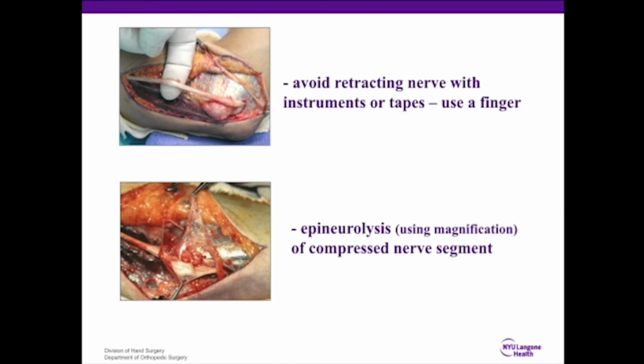I think it's important, since ulnar nerves that are being operated on are quite irritated, that I avoid retracting them with either instruments or tapes. And I think it's much safer that if you have to retract it, use your finger, because you have immediate feedback that you're not putting any tension on the nerve. And where the nerve is compressed, I'll always do an epineurolysis.